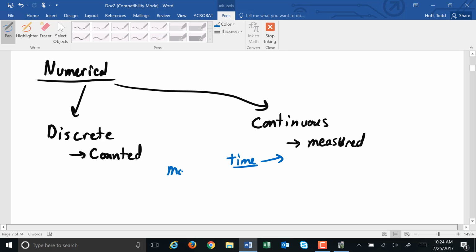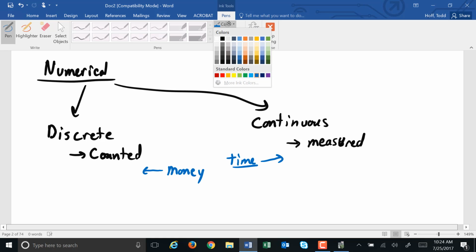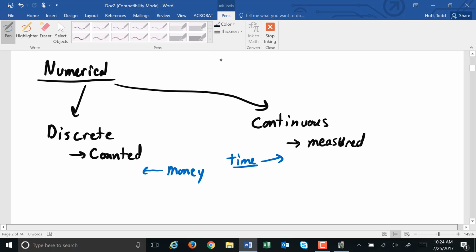Money is another one. Well, people might say, well, you could have a fraction of a penny, or when they're calculating interest, you can have a tenth of a penny. But when they put it in your account, they still round it to a penny. So money technically is counted. That is discrete. You count how many pennies you have. And there are other ones that are kind of gray areas. It's not necessarily a black or white situation.